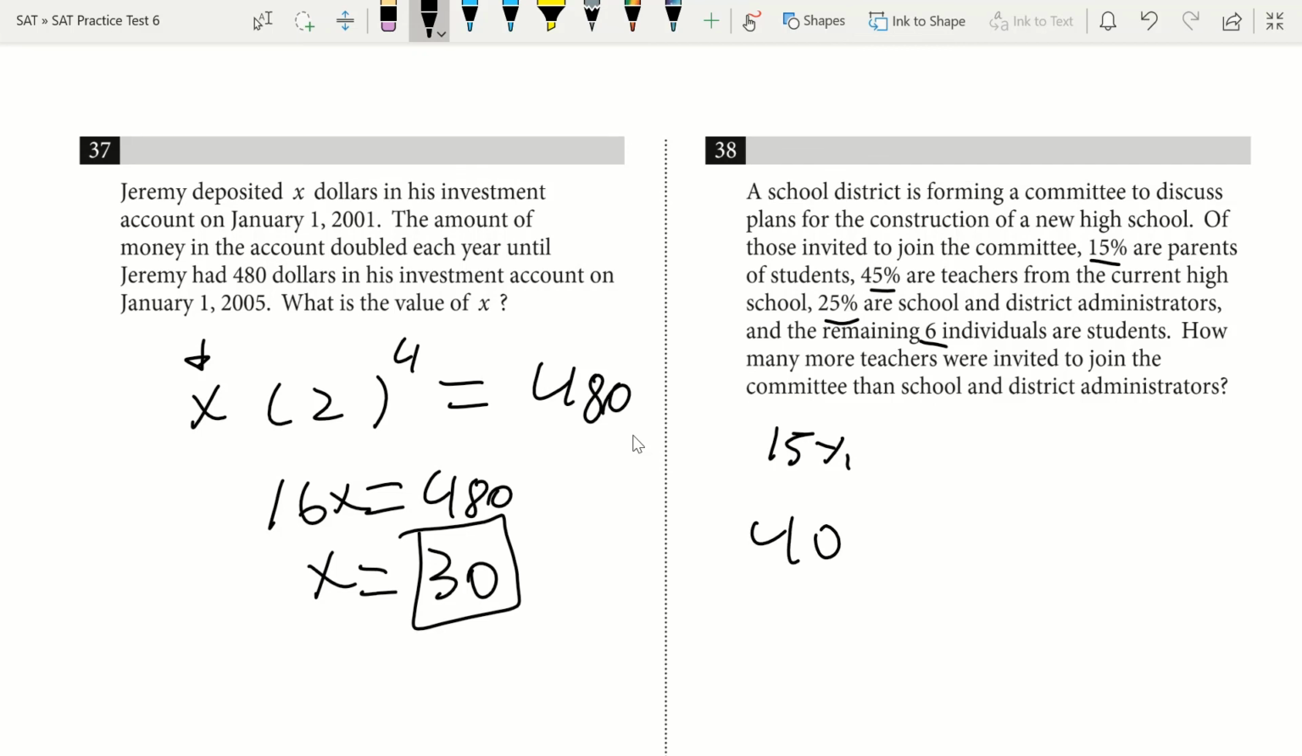And now I'm asked how many more teachers were invited to join the committee than school and district administrators. Well, the percentage who are teachers is 45, minus those who are school and district administrators, which is 25. 45 minus 25 leaves me with 20%. So I do 0.2 times my 40, which is the total number of people there, and that is 8. So my answer there is going to be 8.